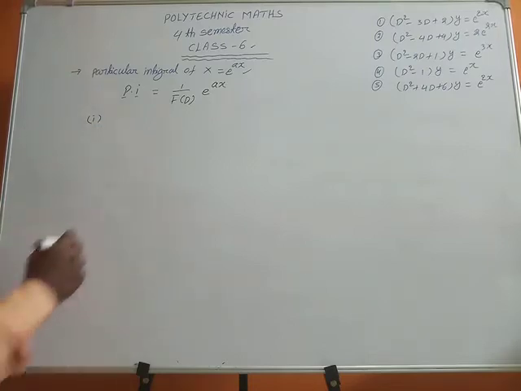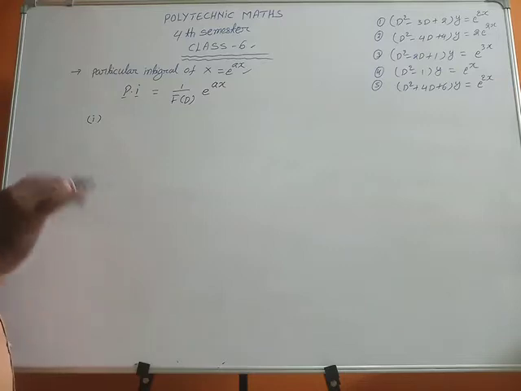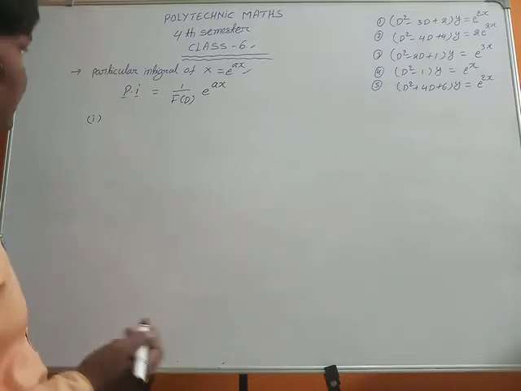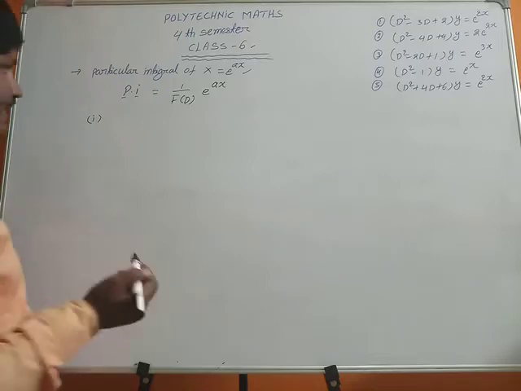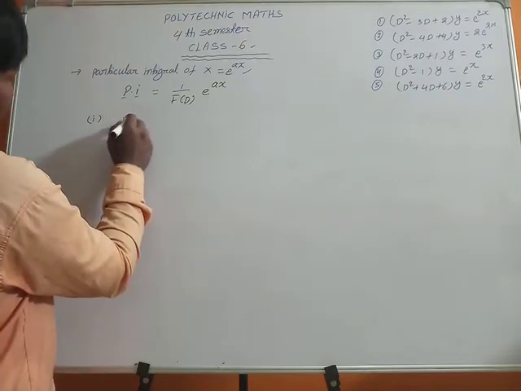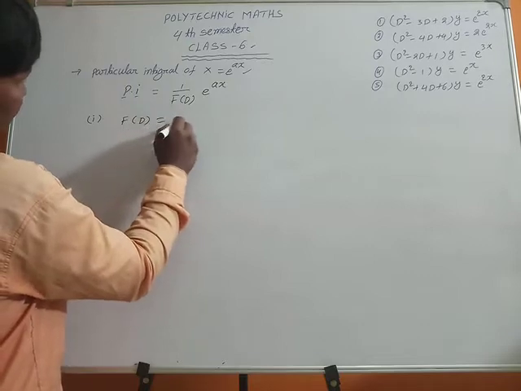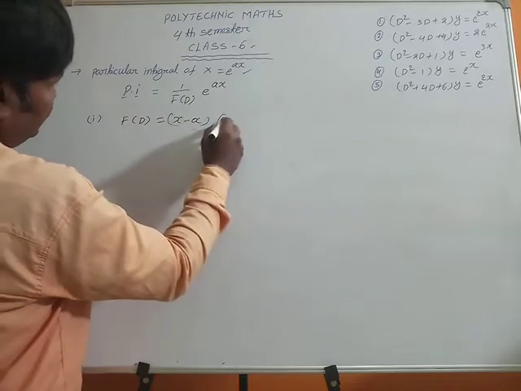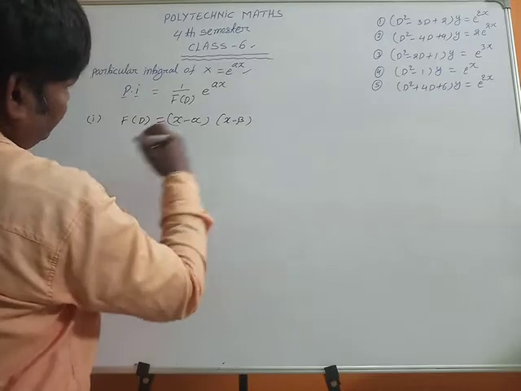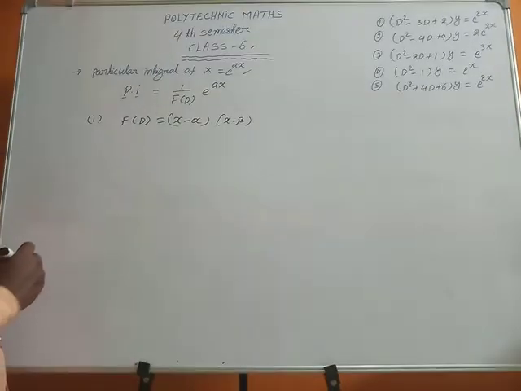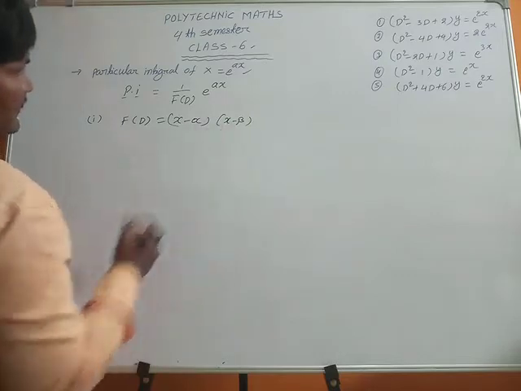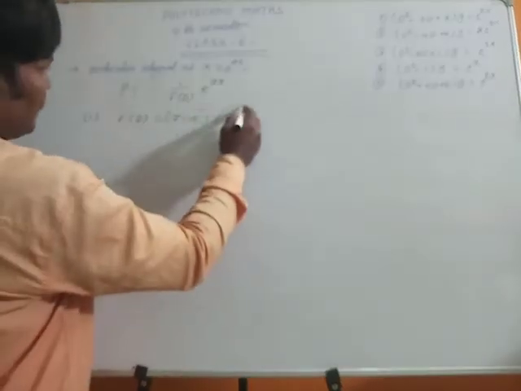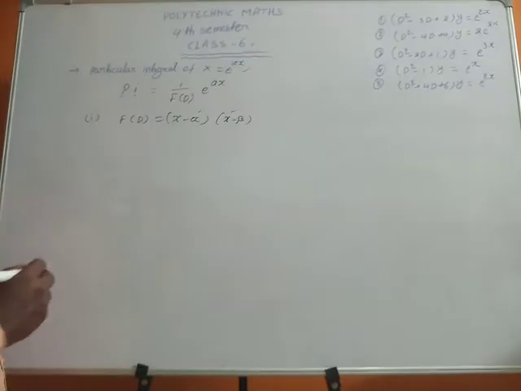In the first case, f of D is, for example, D square minus 2D plus 1. We can write it in factorized form, that means f of D is equal to (D minus alpha) into (D minus beta). This gives the roots of the given second order or third order differential equation.